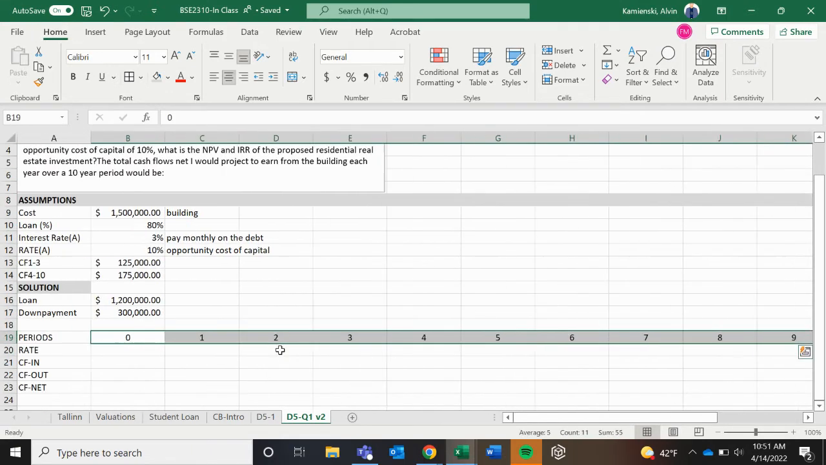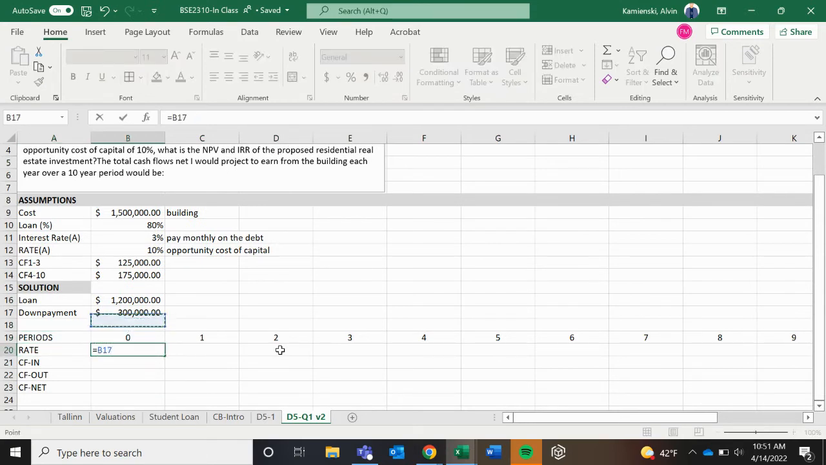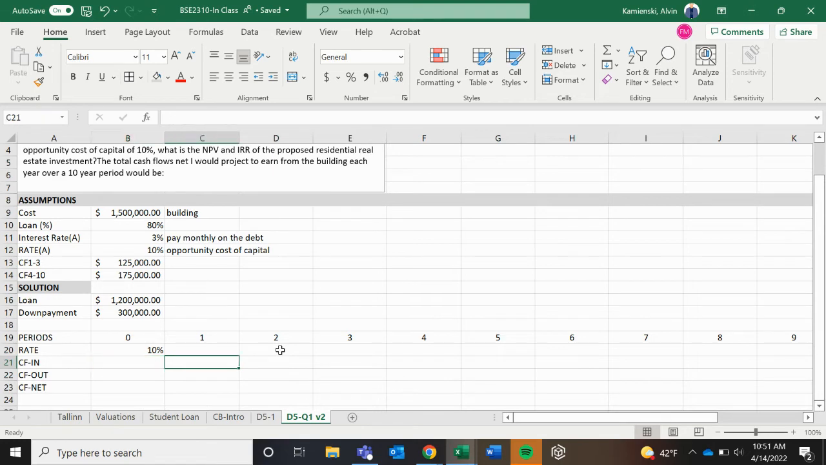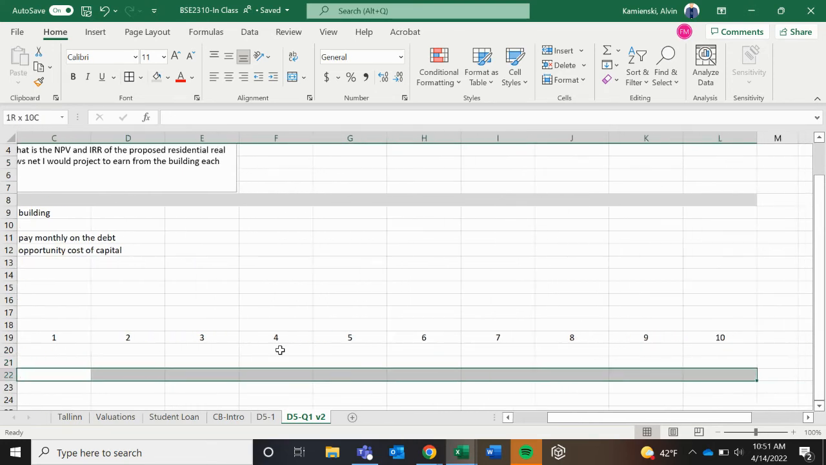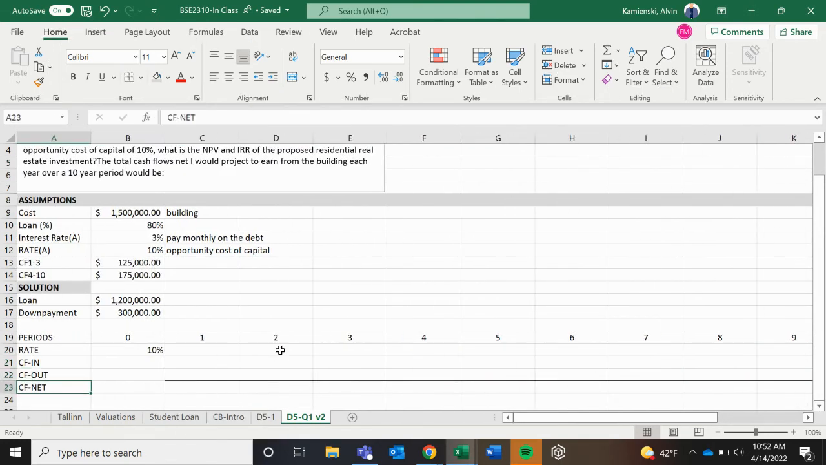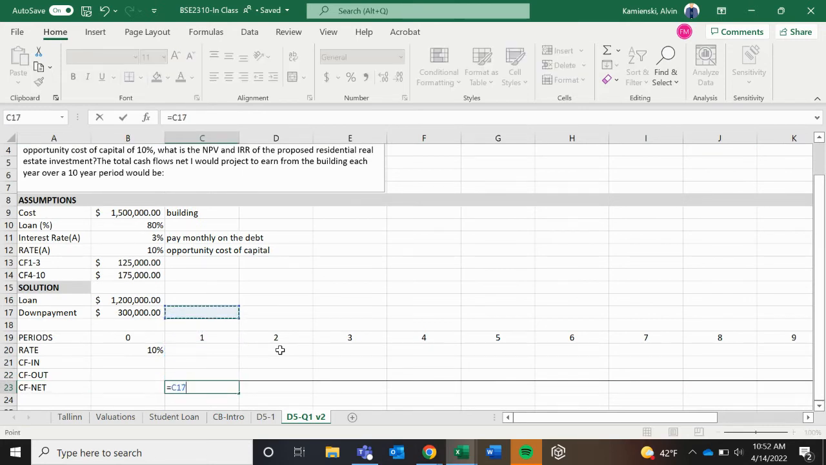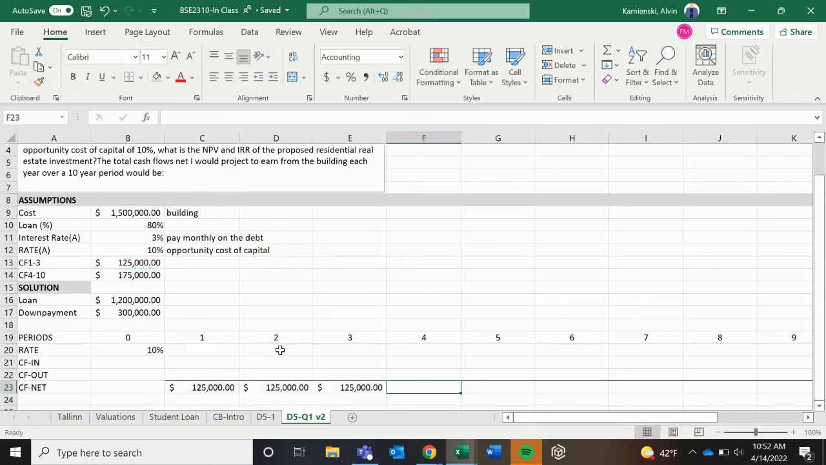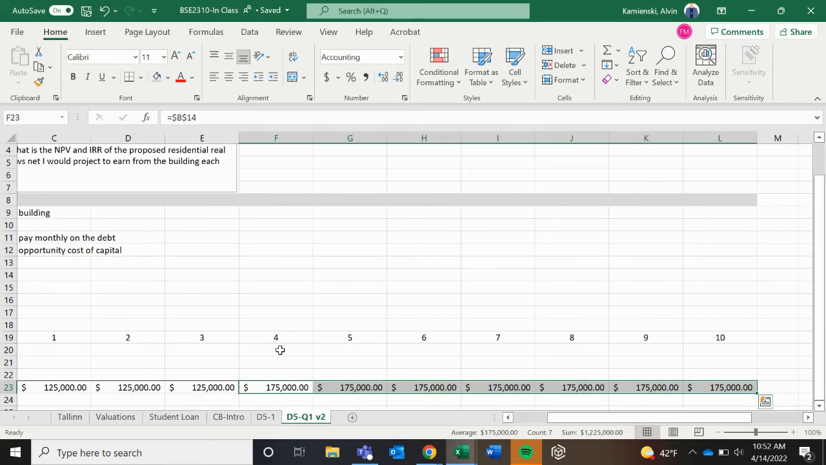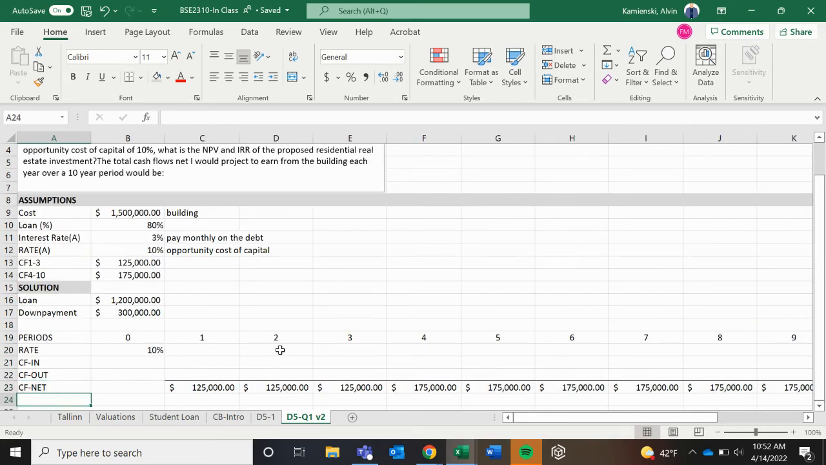Okay, so in periods 1 through 10, my rate is the opportunity cost of 10%. And so the cash flows that I'm going to get net, as are described up here in periods 1 through 10, lock that reference for the first periods 1 through 3 to give me the $125,000. Then for the remaining periods, lock that reference there. Give me the periods 4 through 10. And those are my cash flows net.